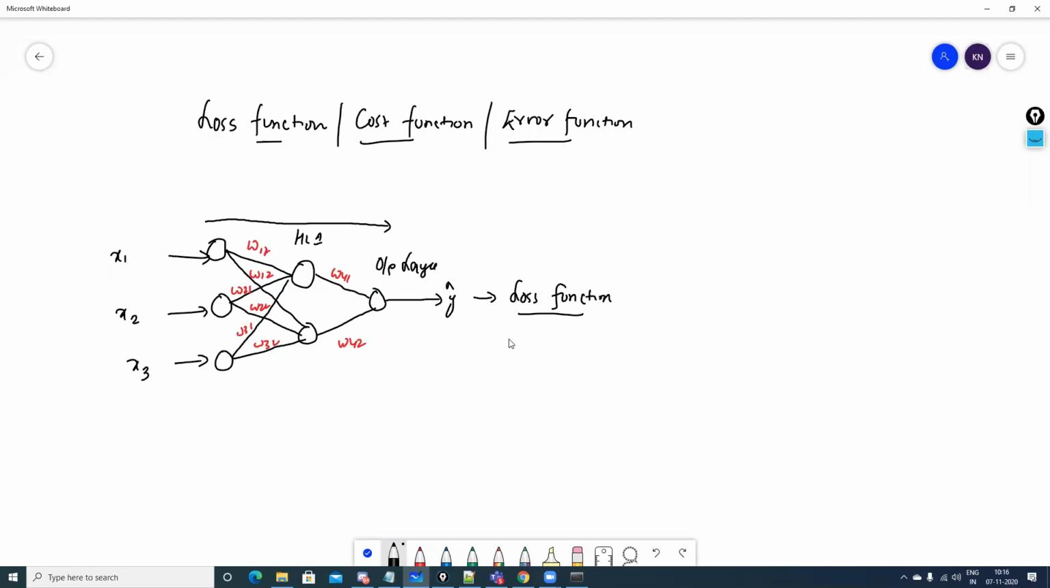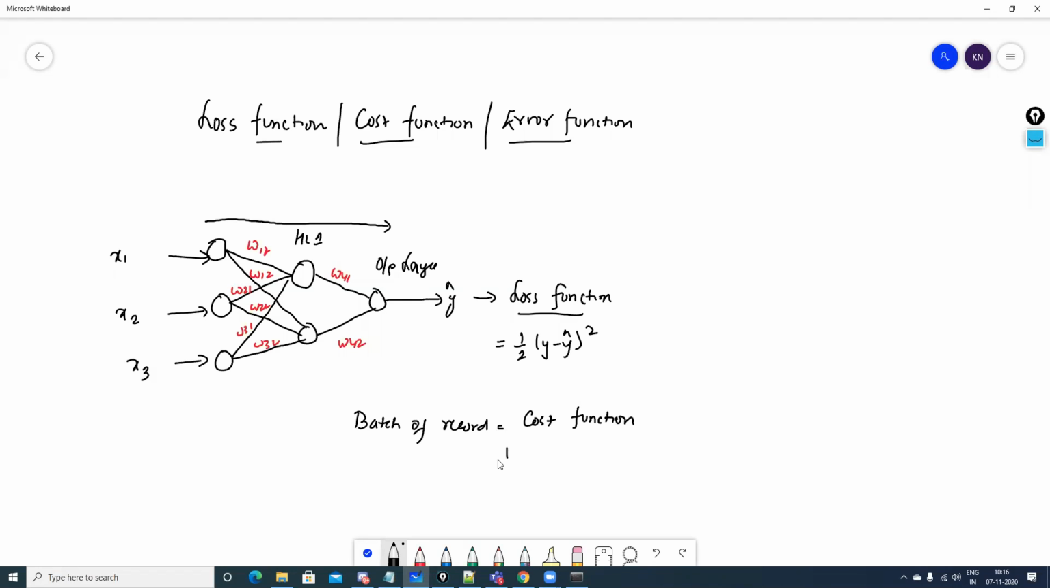Whatever formula I'm applying, like this 1 by 2 (y minus y hat) whole square, is only for one record, and with one record we can compute the loss or the error. At that time we call it a loss function. If I pass a batch of records and then compute my loss function, this loss function will be called a cost function. This is the basic difference.